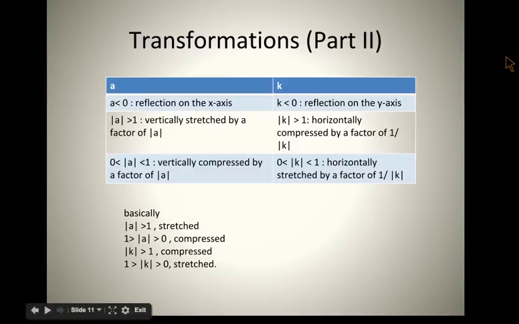Here is a summarized graph for transformation. If a is smaller than 0, then the reflection will be on the x-axis. If k is smaller than 0, it will be a reflection on the y-axis. If a is bigger than 1, it will be vertically stretched by a factor of a. And if k is bigger than 1, it will be horizontally compressed by a factor of 1/k. If 0 is smaller than a and a is smaller than 1, it is vertically compressed by a factor of a. If 0 is smaller than k and k is smaller than 1, it will be horizontally stretched by a factor of 1/k.